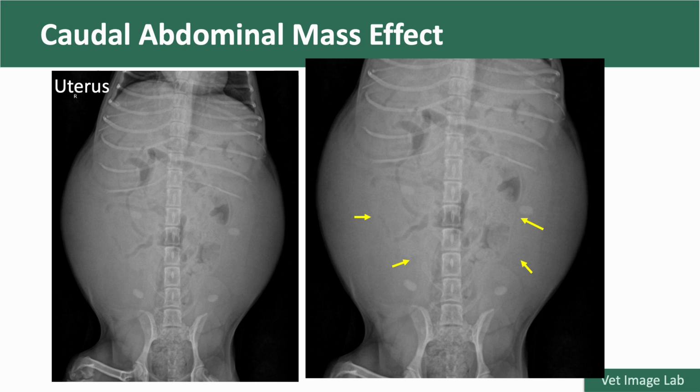On the VD view, you can see the enlarged uterus extending along both lateral sides of the abdomen. This bilateral tubular structure pushes the small intestines toward the central part of the abdominal cavity. This is a classic pattern of uterine enlargement, especially in cases like pyometra.